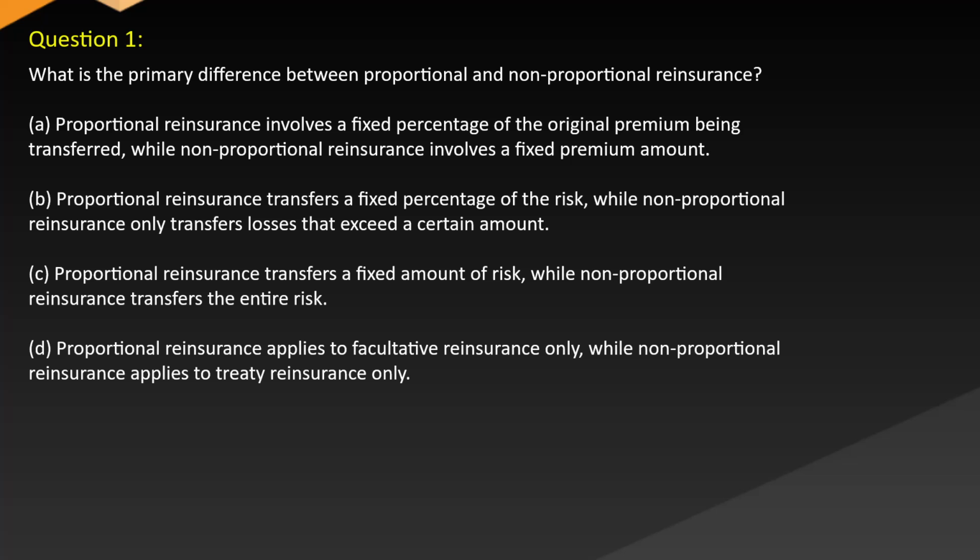certain amount. C. Proportional reinsurance transfers a fixed amount of risk, while non-proportional reinsurance transfers the risk. D. Proportional reinsurance applies to facultative reinsurance only, while non-proportional reinsurance applies to treaty reinsurance only.